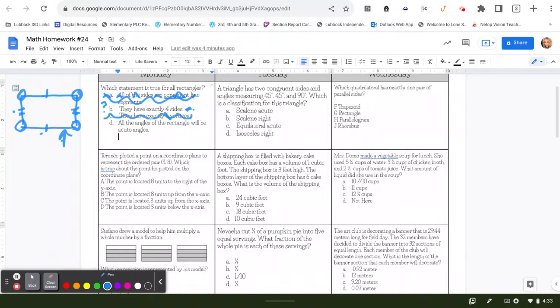D, all the angles of the rectangle will be acute angles. Well, acute angles are less than 90 degrees. What did we say an attribute of a rectangle is? 4 right angles, 4 90-degree angles. So it cannot be D. B is our correct answer.